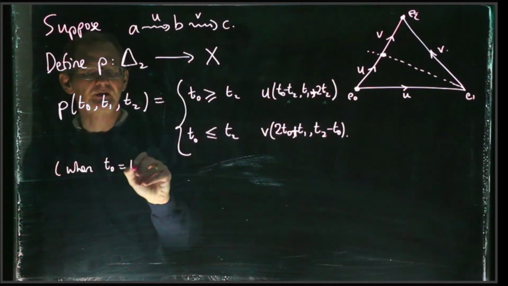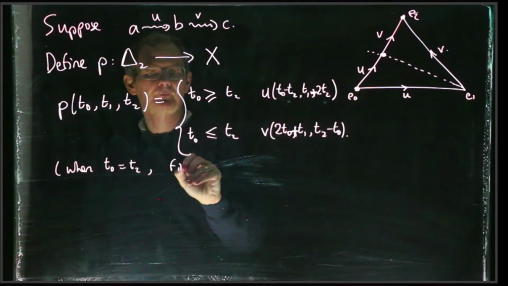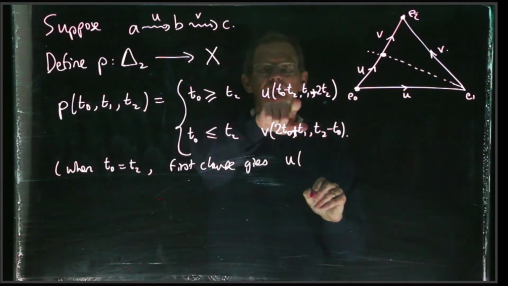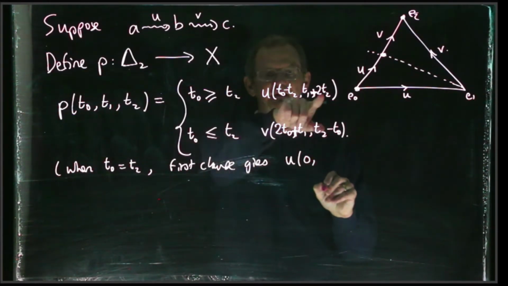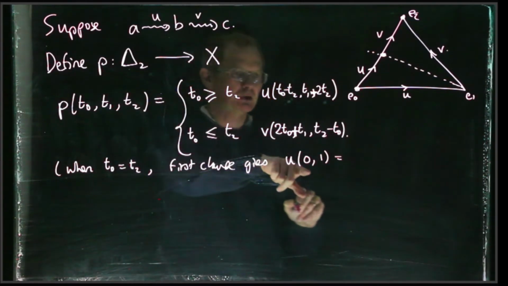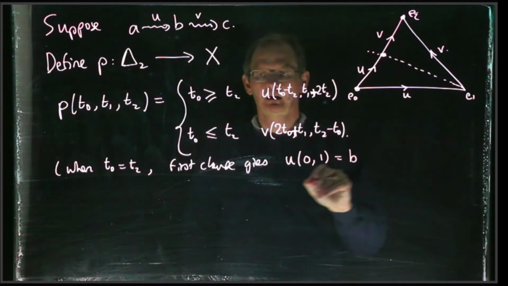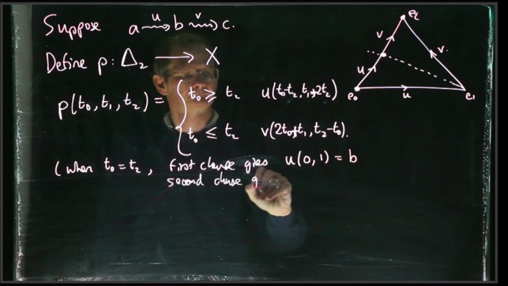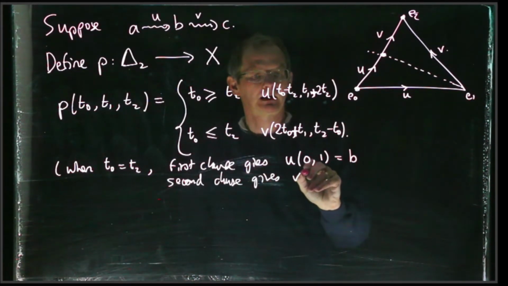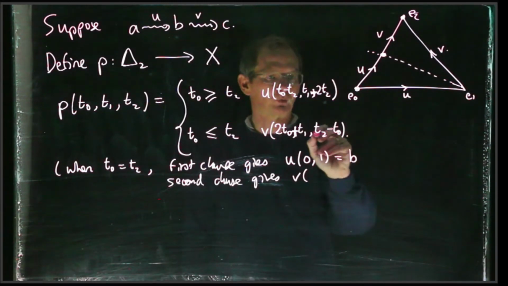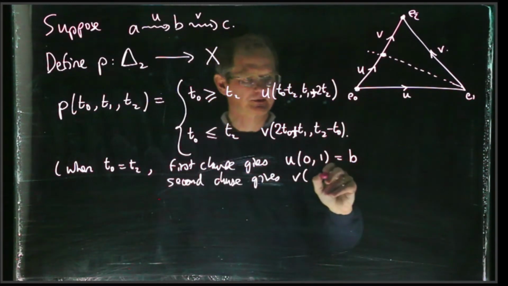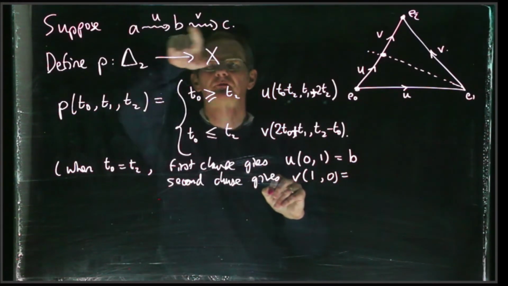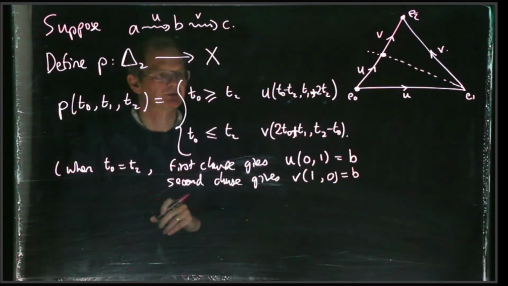So if we look when T0 equals T2, the first clause gives, so here T0 and T2 are the same, so this guy is 0, and then everything adds up to 1, so that has to be equal to 1. So that's the U of 0, 1, that's the end point of U, which is B. And the second clause gives us a V, and again, the second coordinate, T2 minus T0, because T0 and T2 are the same, is going to be 0, and everything adds up to 1, so you have to have a 1 in the first coordinate. So that's the beginning point of V, which is also equal to B. Okay, so the 2 clauses are consistent when they both apply.